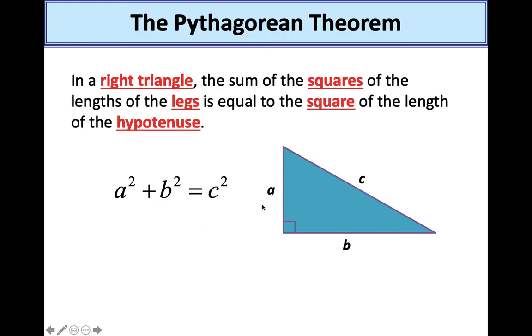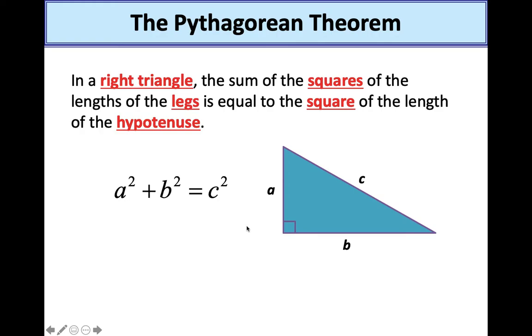If we look at the model of the triangle here, you'll notice that a and b are the legs, and c is the hypotenuse. You should also notice that c, the hypotenuse, is always going to be the longest side of a right triangle, whereas a and b are always going to be the legs.